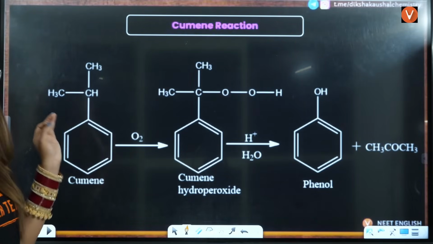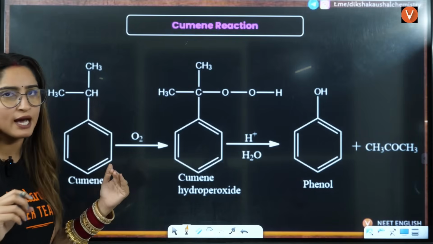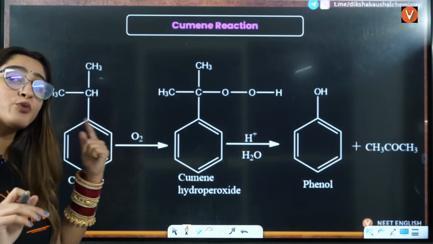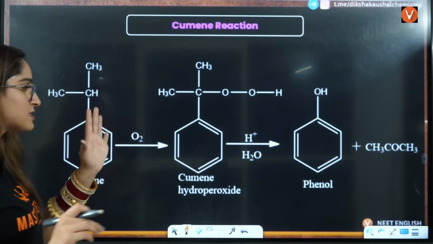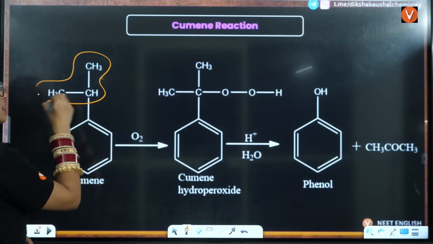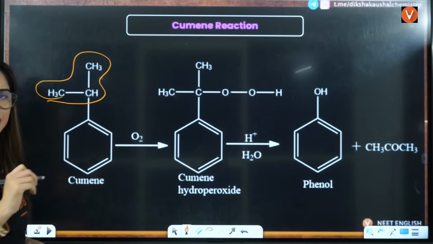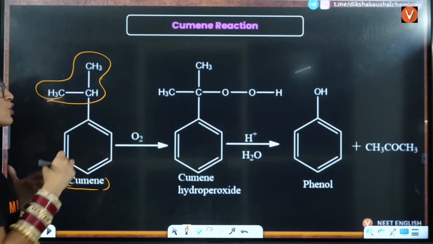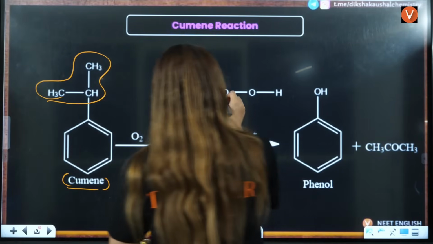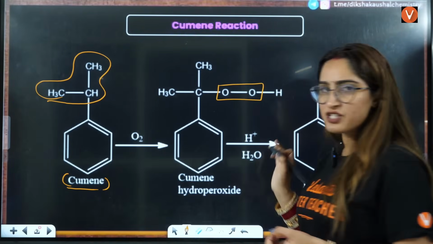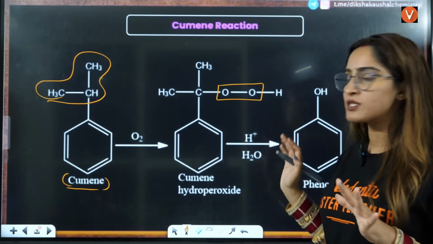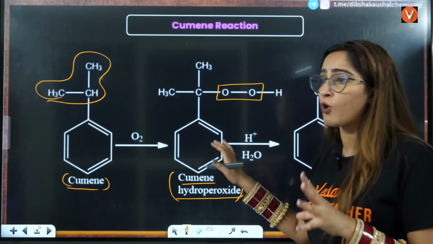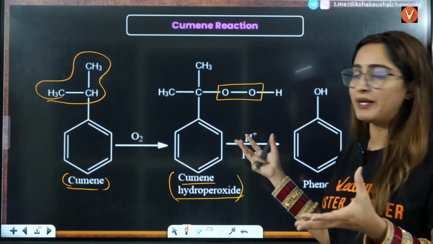Next, ma'am, we have the Cumene process, which is very frequently asked. In this Cumene process, you will have an isopropyl group on a benzene ring, so isopropyl benzene, which is also called cumene. What will happen when you add O2 here? Two O's are attached, and in between they will form a peroxide linkage. That is cumene hydroperoxide, and questions are also asked on this intermediate.